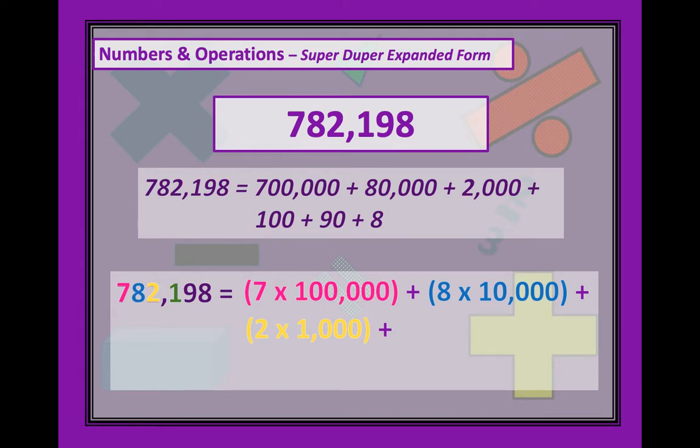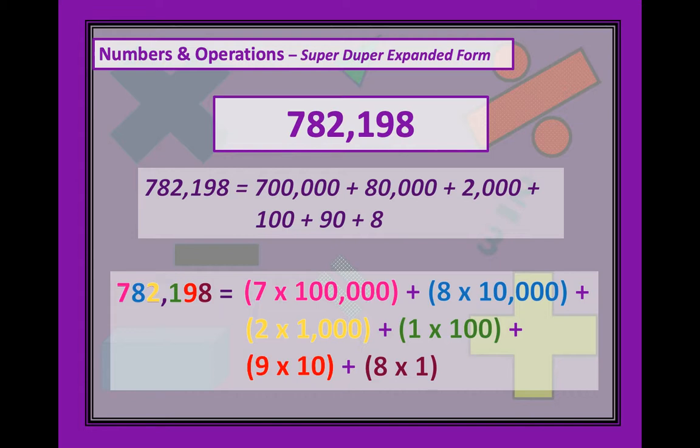The 1 is in the hundreds place, so that's 1 times 100. Add to the value of the 9. 9 in the tens place, 9 times 10. And then finally add on the value of that final digit, the 8. It's an 8 in the ones place, so we know that that is 8 times 1.